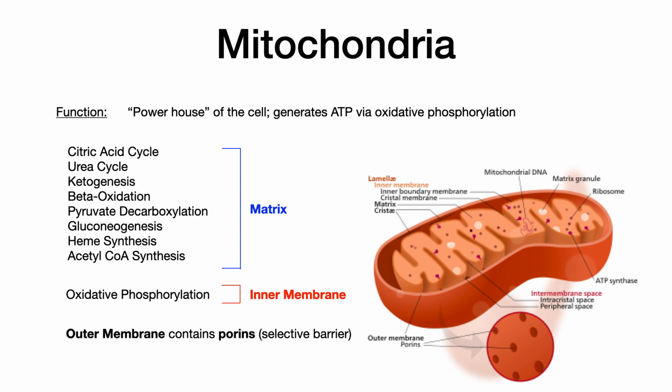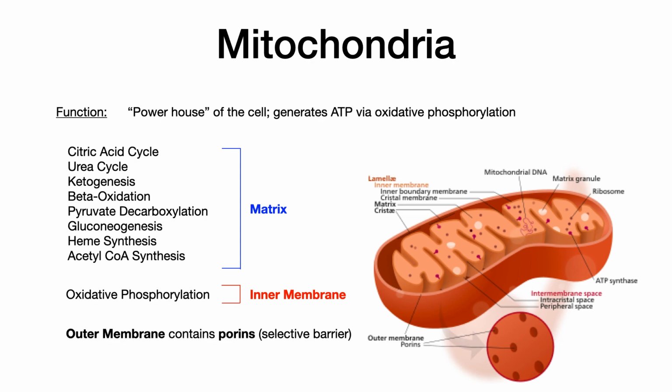The matrix has most of them, so you'll see the citric acid cycle, urea cycle, ketogenesis, beta oxidation, pyruvate decarboxylation, gluconeogenesis, heme synthesis, and acetyl-CoA synthesis. Don't forget that in the inner membrane, you have oxidative phosphorylation. I have videos literally on all of these different biochemical pathways in the biochemistry section of my channel, so make sure you check that out if you're not feeling great about biochemistry, because I simplify everything for you.